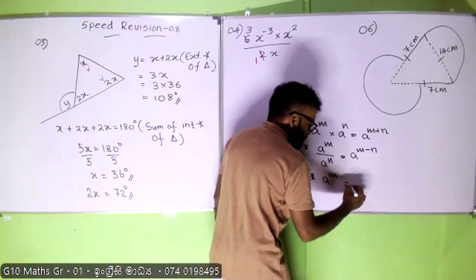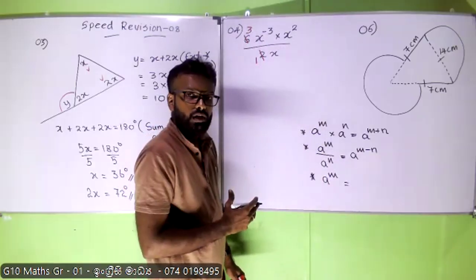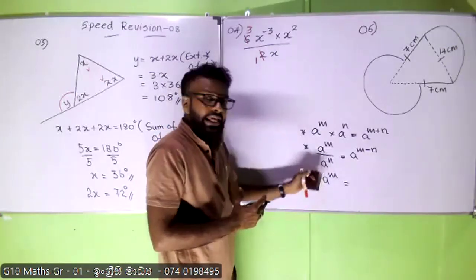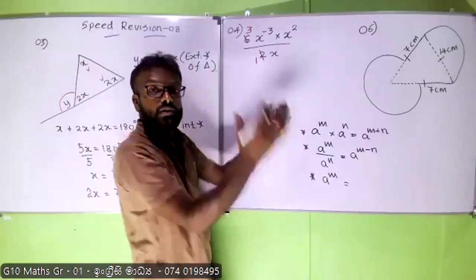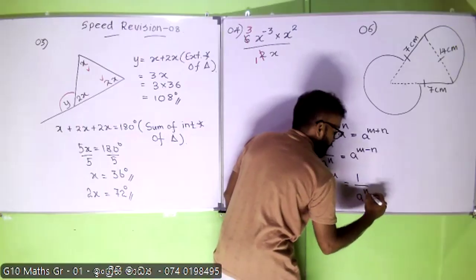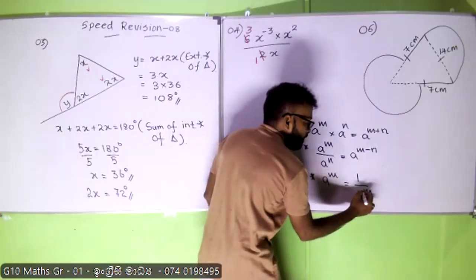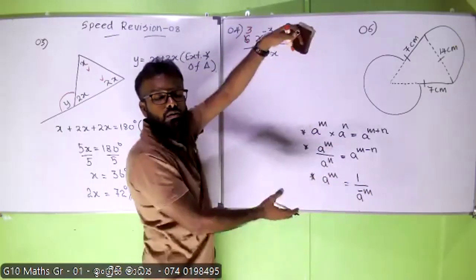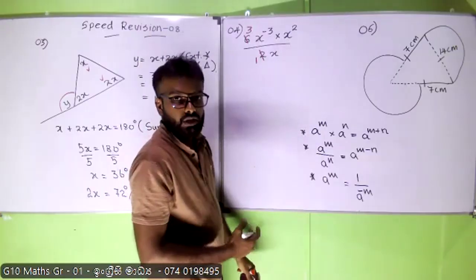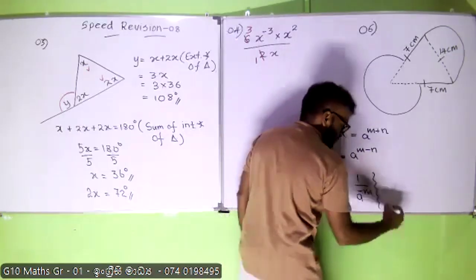If this is a positive power, a to the power m, and you want to negate this power, you have to get the reciprocal of this: 1 over a to the power m. This was positive m, and it automatically becomes negative when you get the reciprocal, up and down. The other way also, the same thing you can apply.